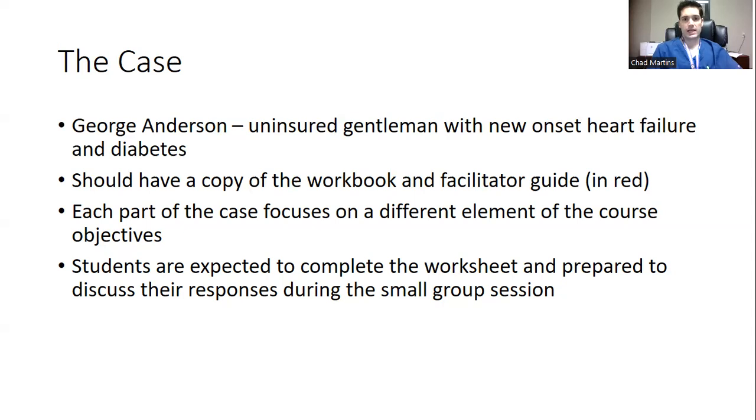The three different days focus on different parts of the case as it progresses. So the first meeting will be about assessing and admitting the patient. The second day will be the hospital course and what transpired over the course of the hospital stay. And then the third part of the case is preparing the patient for discharge, taking into account that he now has a chronic disease.